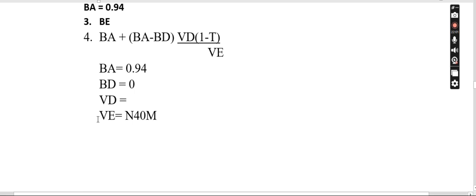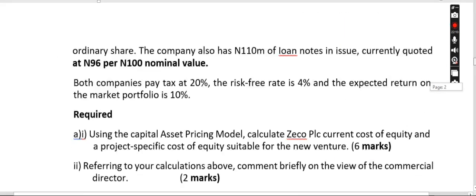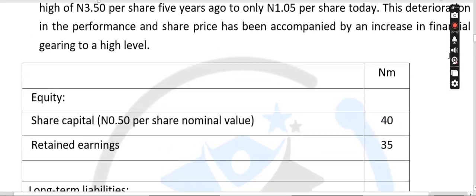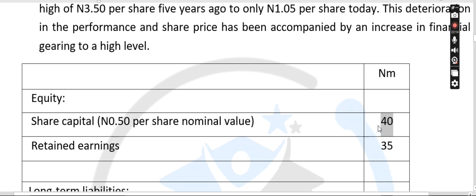Now, we want to calculate the total market value of equity. The value of ordinary shares is 40 million. This is the nominal price. We need to divide it so that we get the number of shares. When you get the number of shares, you multiply it with the current market price. You get the total market value of equity.